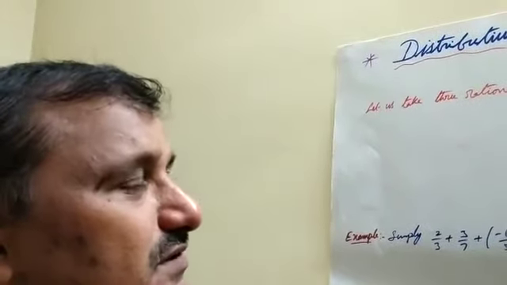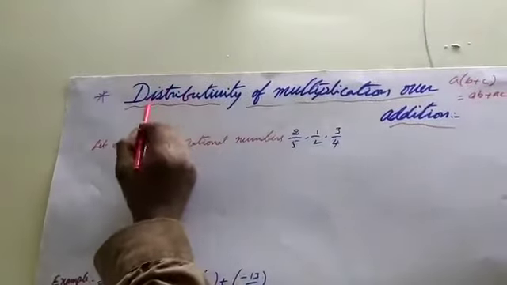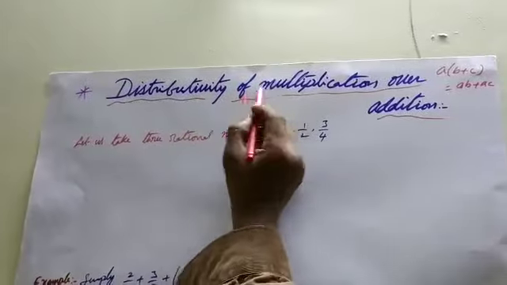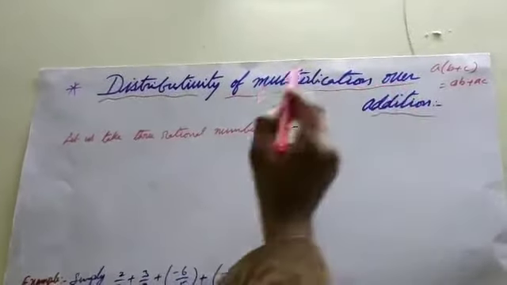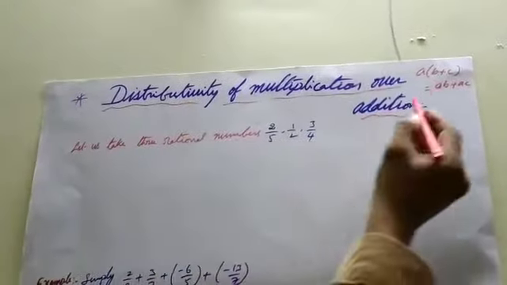The continuation of the last class is the distributive property of multiplication over addition. What is the distributive property of multiplication over addition?